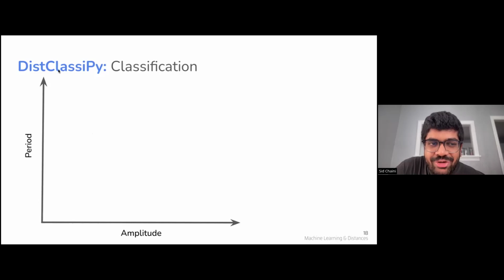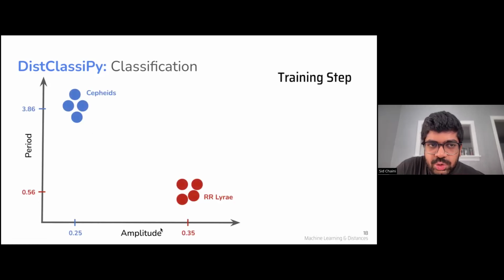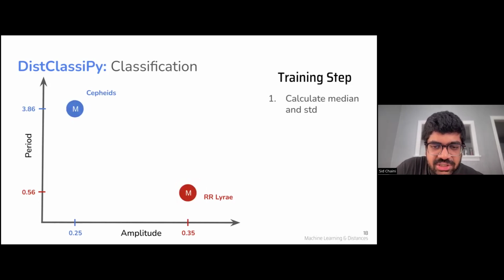For example, if I have two features, in this case, just for this example, the period and the amplitude, and I'm looking at these two classes, Cepheids and RR Lyrae. Then my training step consists of calculating the medians and the standard deviations. And so we end up representing the class by this centroid point. And that's it for training.